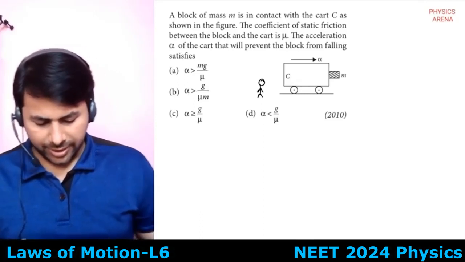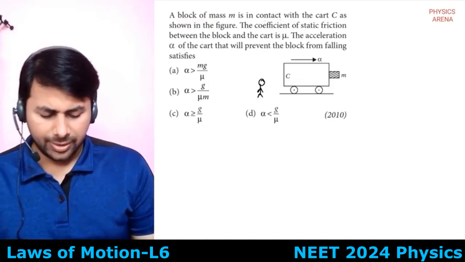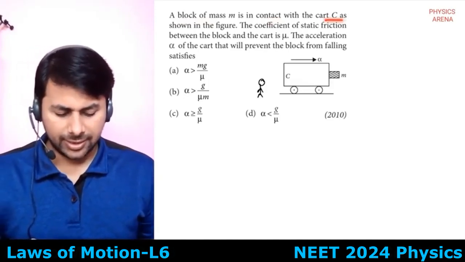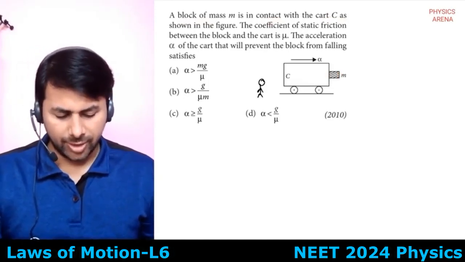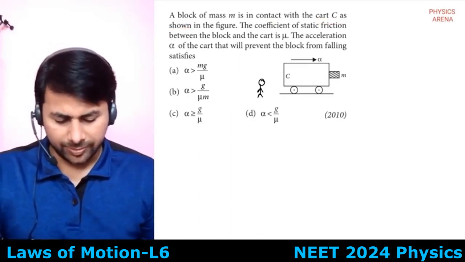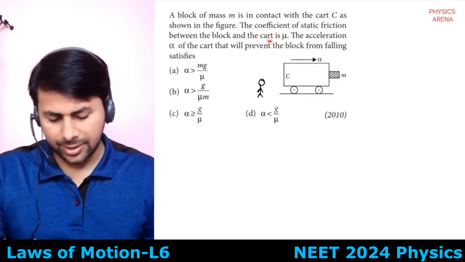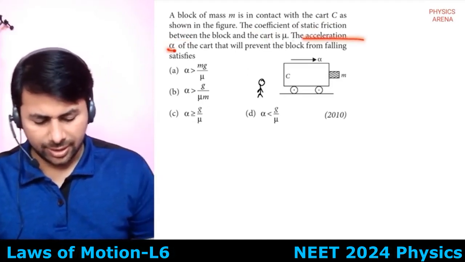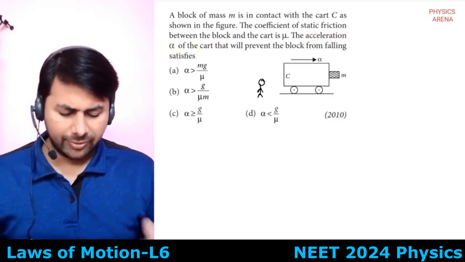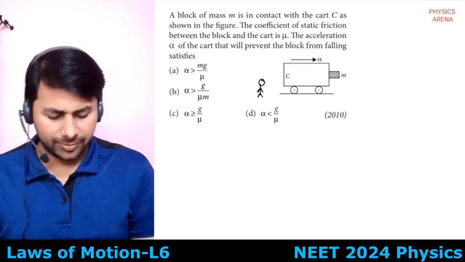All right. So let's think about this one. A block of mass m is in contact with the cart C. So this is block M. It is in contact with the cart C as shown in the figure. Coefficient of static friction between the block and cart is mu. The acceleration alpha of the cart that will prevent the block from falling satisfies. Tell me.